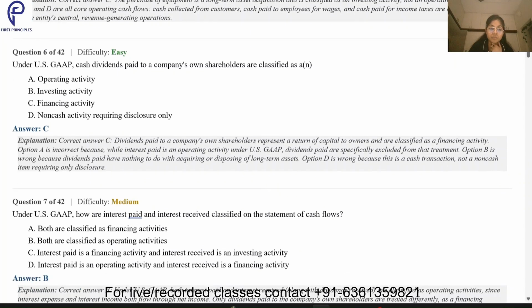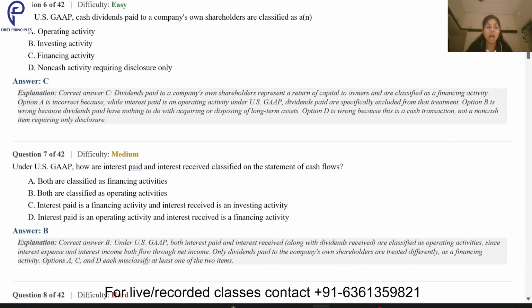Then question 7, under US GAAP, how are interest paid and interest received classified on the statement of cash flow? So interest paid and interest received, both are classified as what? Both are classified as cash flow from operating activities. So that's why option B becomes the correct answer.